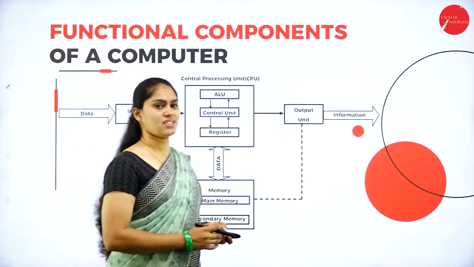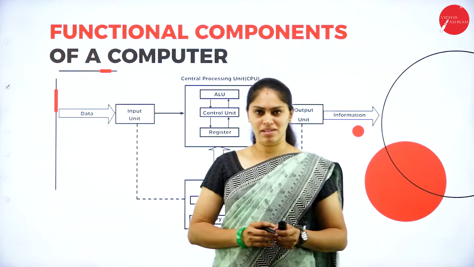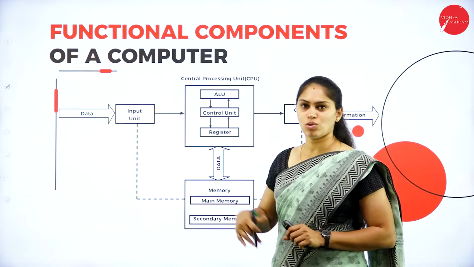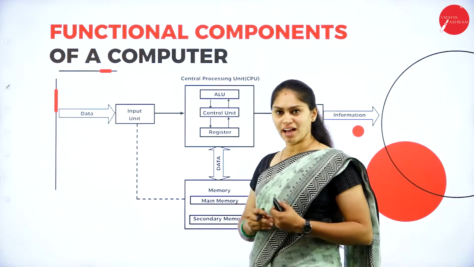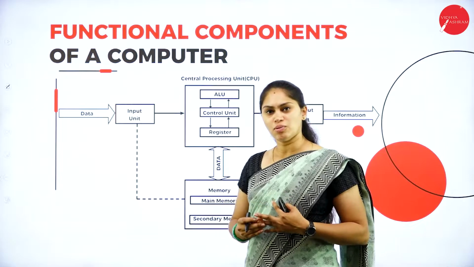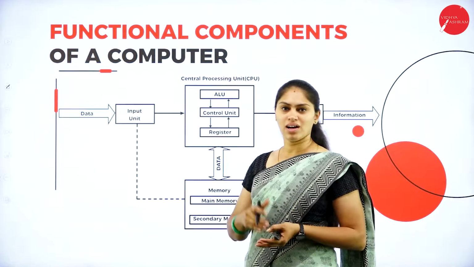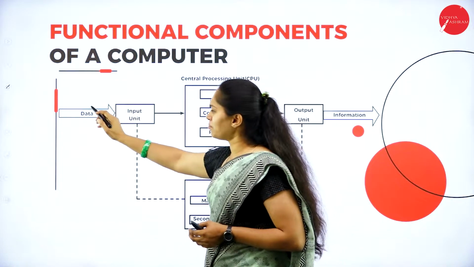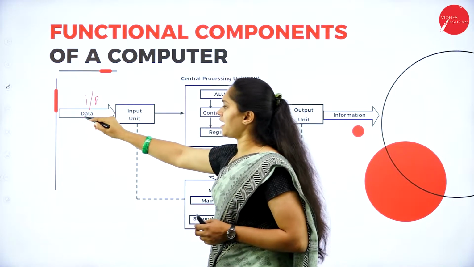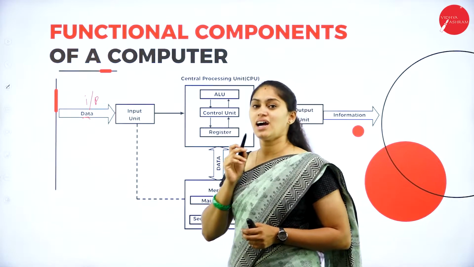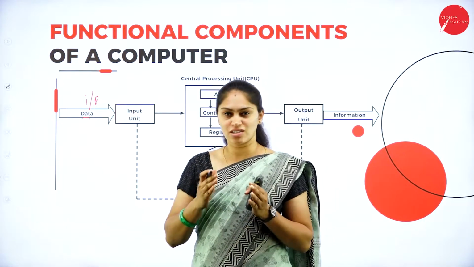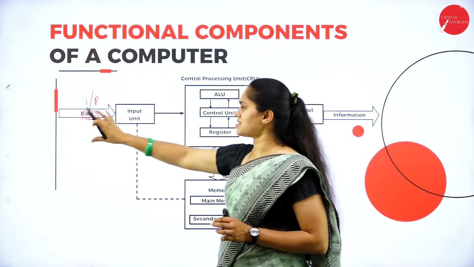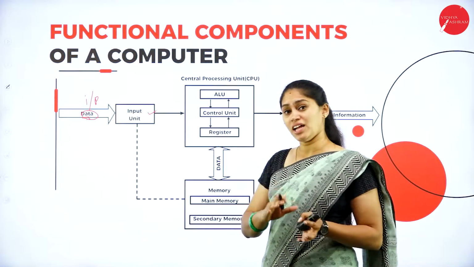Here you can see a representation of the functional components of a computer. As I told in the previous slide, we have four units: input, output, processing and a memory unit. Clearly you can see that first I am giving an input as data, but I am expecting an output as information. That is the result. First, you can see that we are feeding data as input by making use of an input unit.